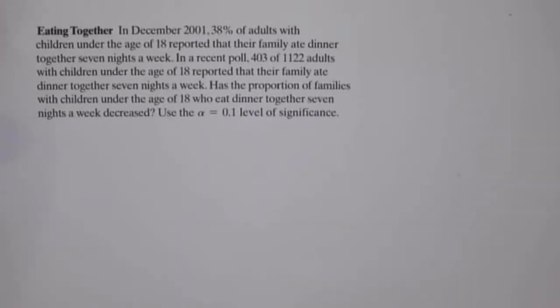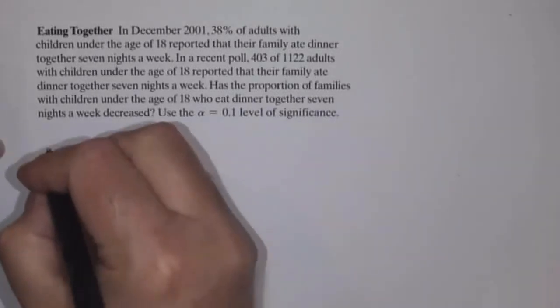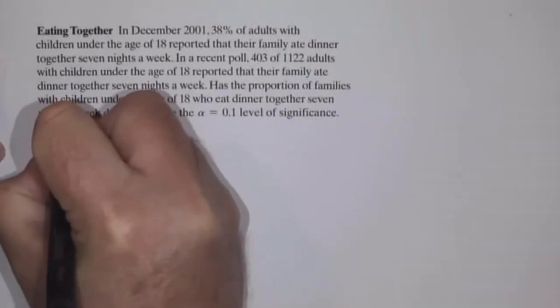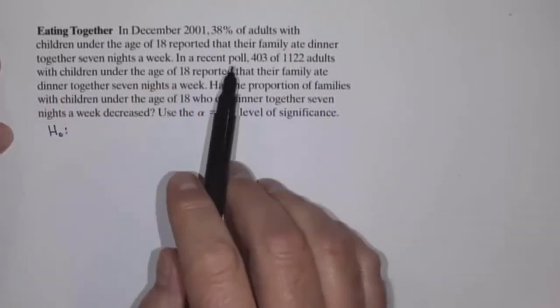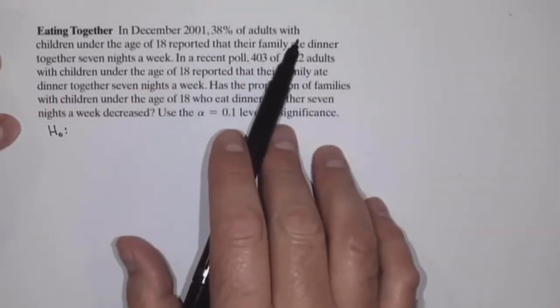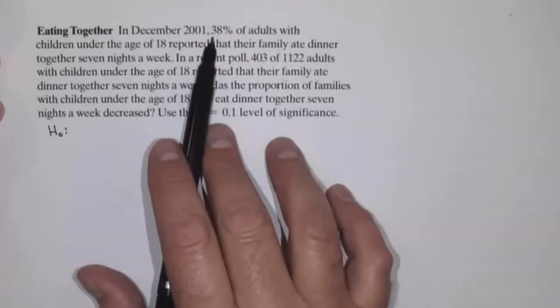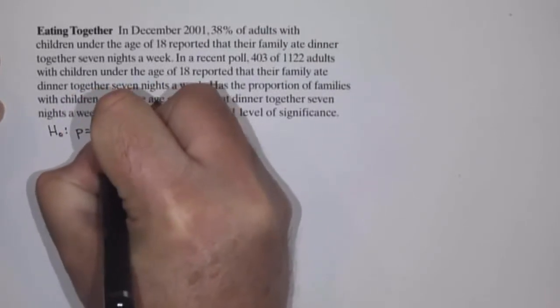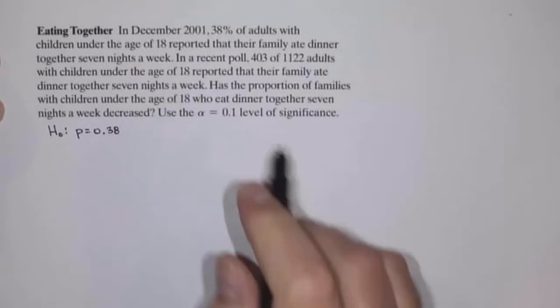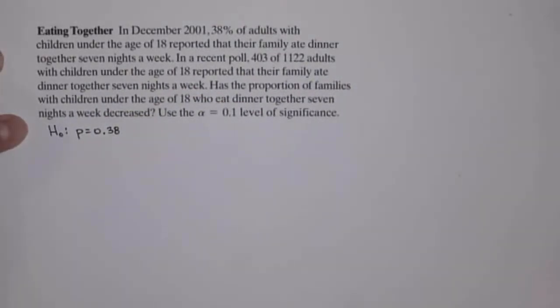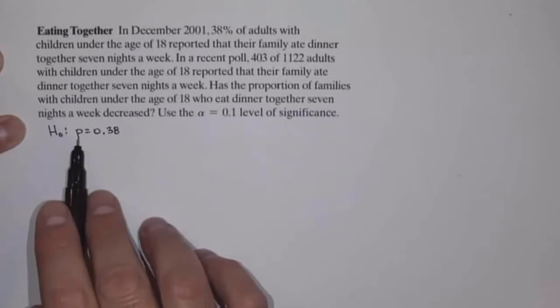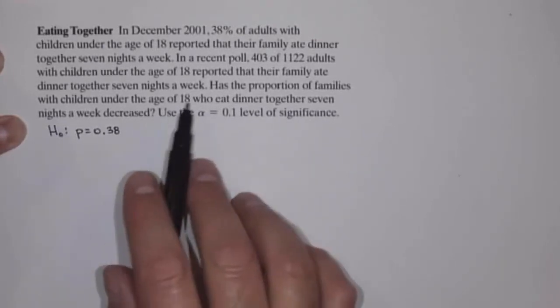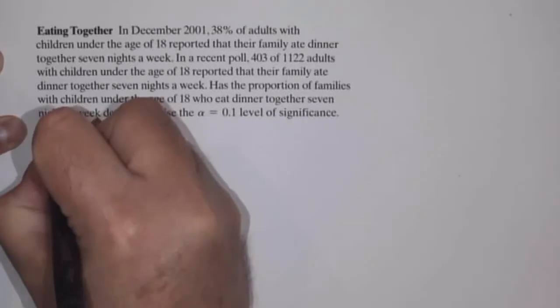Now, when we conduct a hypothesis test, the first thing that we're always going to do is choose the null and the alternative hypothesis. So our null hypothesis in this case is going to be that the proportion of adults with children who eat dinner together 7 nights a week is 38%. This is what has historically been true, or at least that's what was true as far as December of 2001. So that is our null hypothesis. We're assuming that it's still 38% unless our evidence convinces us otherwise.